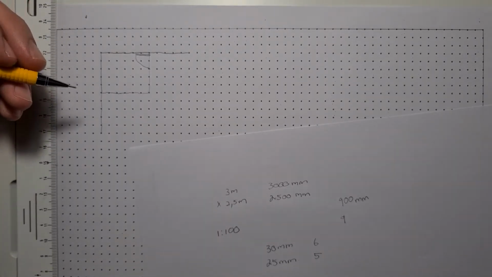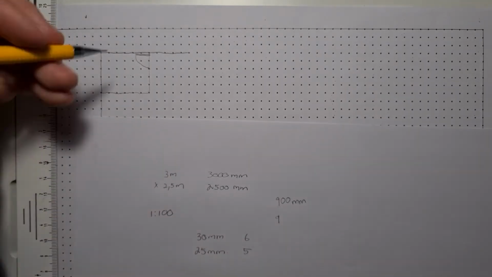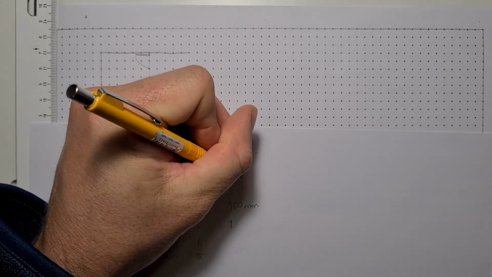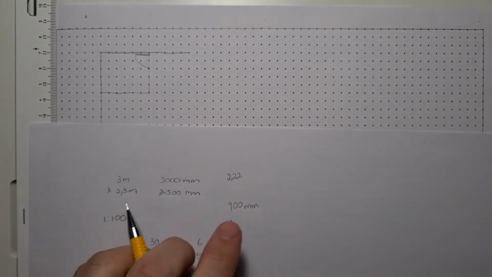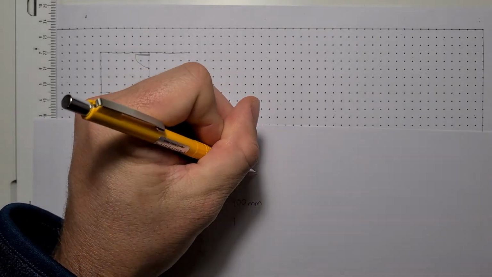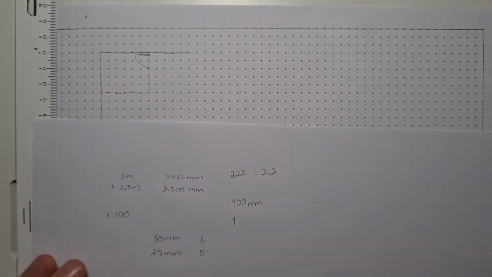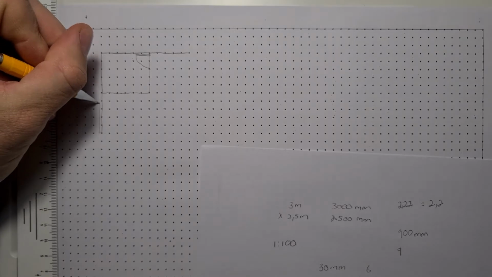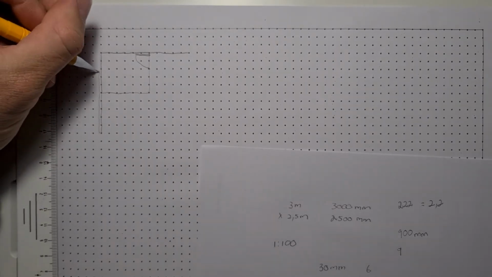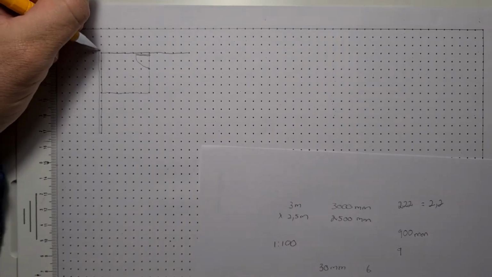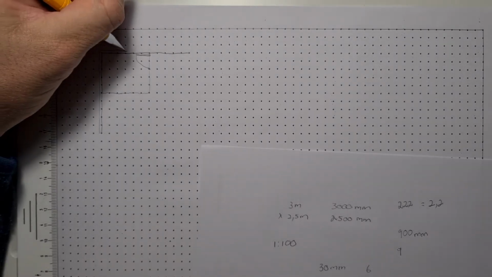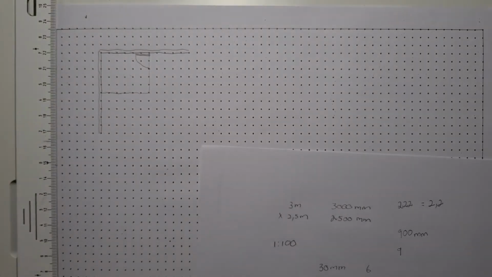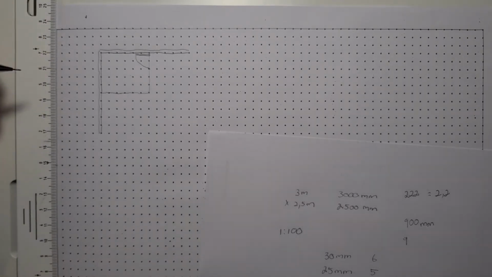Right, so to indicate where the windows are going to be, I'm now actually going to give my walls some thickness. So an external wall is equal to 222. If I divide that by 100, it gives me 2,2 millimeters. So I'm going to draw my walls so that they are more or less 2 millimeters apart for the external. So there's my walls.